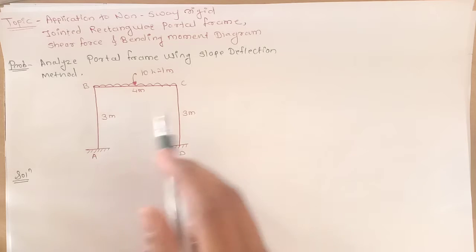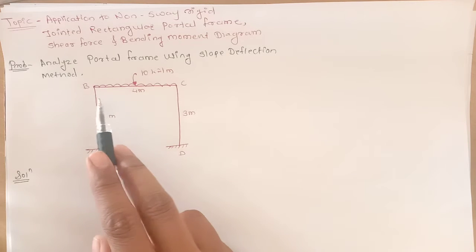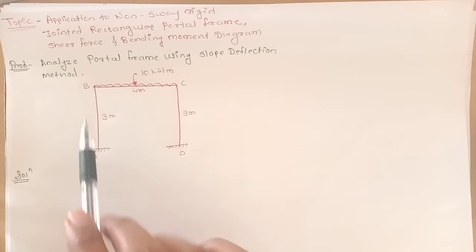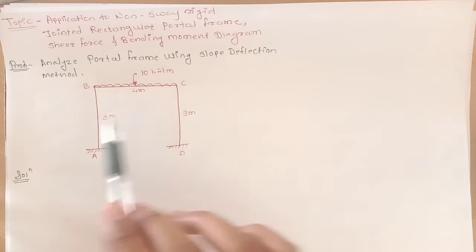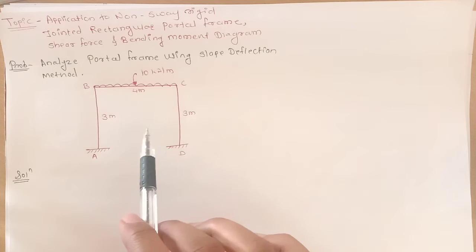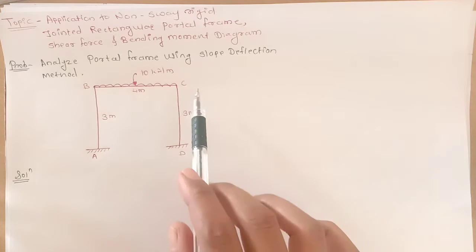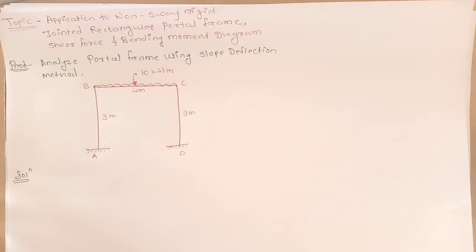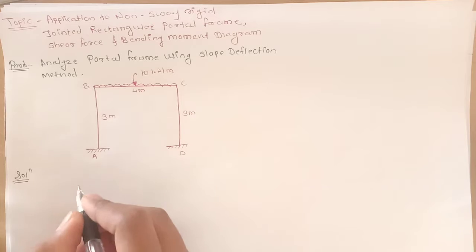In the ABCD portal frame, over the BC member a 10 kilonewton per meter UDL acts and its total span is 4 meter. Then over the AB and DC members there is no load and the total span is 3 meter. Same for the CD member, total span is 3 meter. So the solution is, it is a symmetrical non-sway frame.